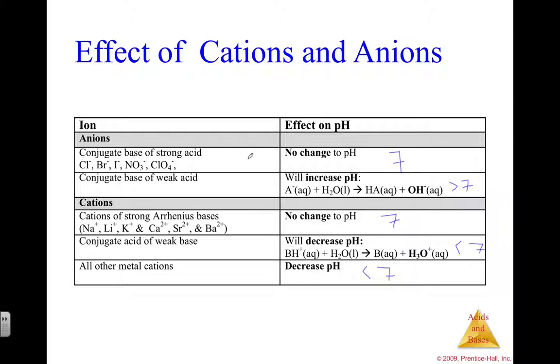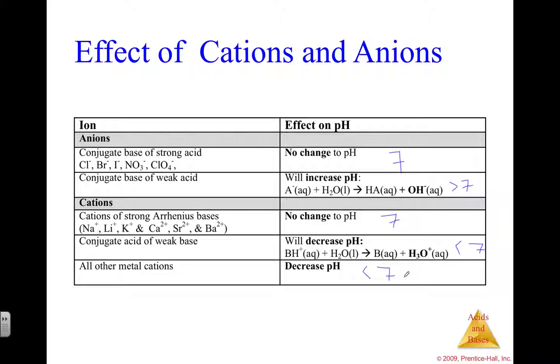So, if you think about it, if it's the cation or the anion related to a strong acid or a base, pH is 7. All other anions, the pH is greater than 7. All other cations, the pH is less than 7. So hopefully that will help you remember it as well.